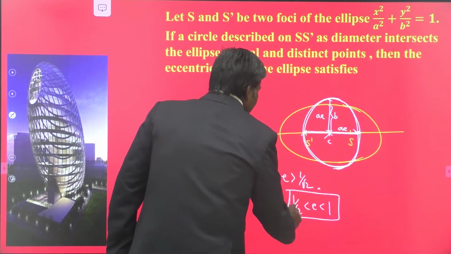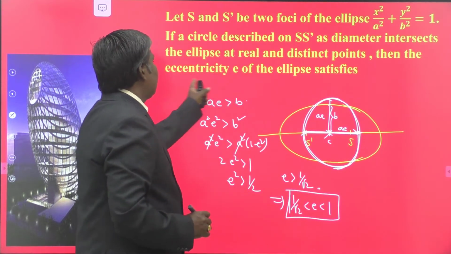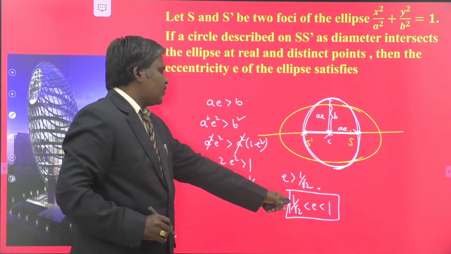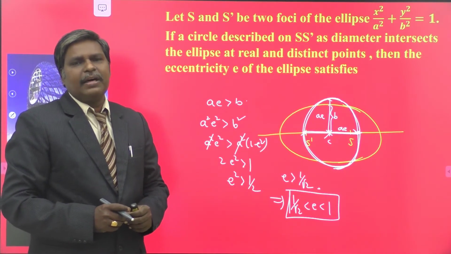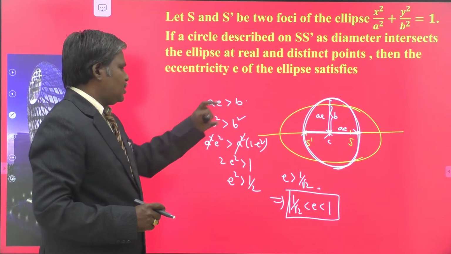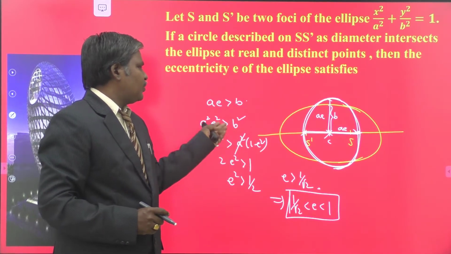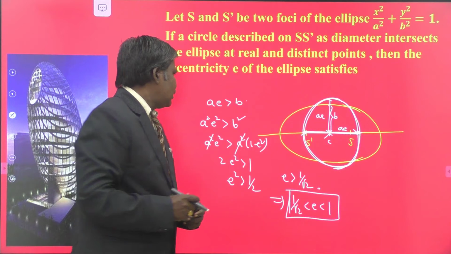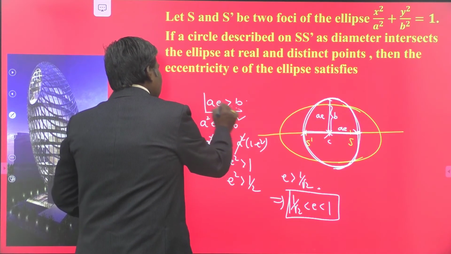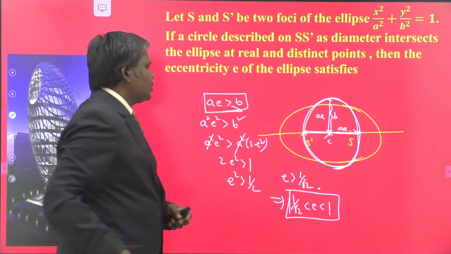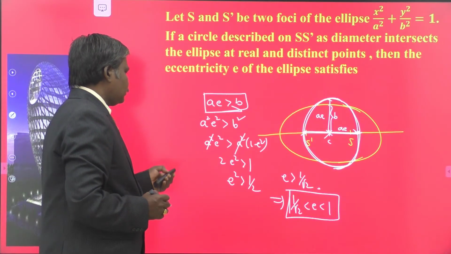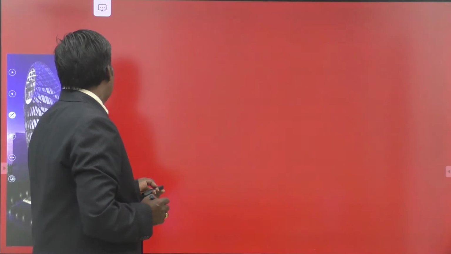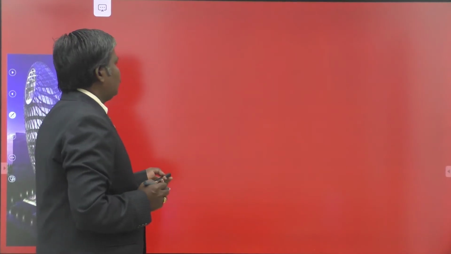This is the condition. Understand? Then the eccentricity E of the ellipse satisfies this condition, that is 1 by root 2 less than E less than 1. It is a very simple question. Just by drawing the diagram itself, you can easily crack this one. Understand? AE greater than B is the condition which is obtained from the figure itself. Okay. Next one.